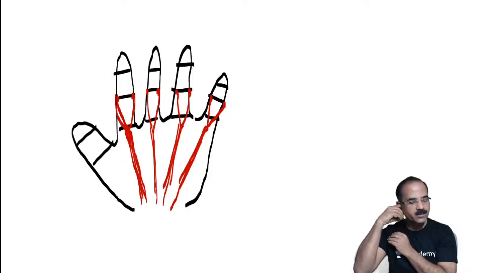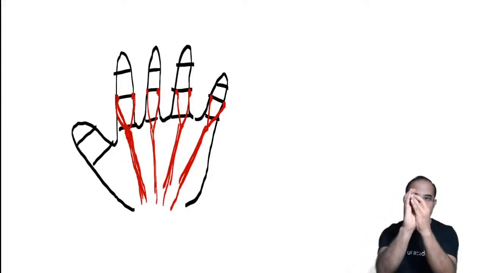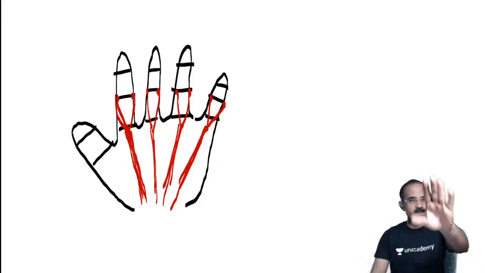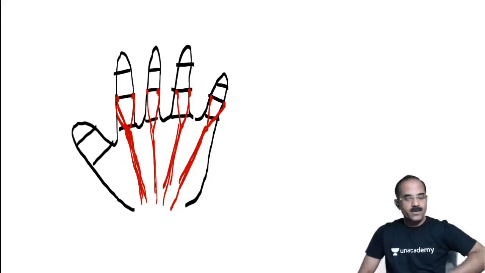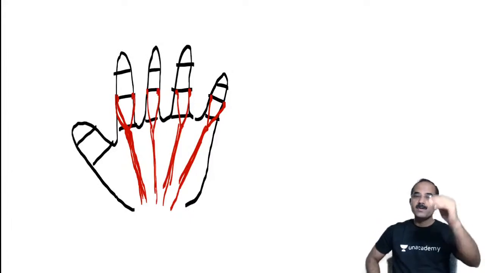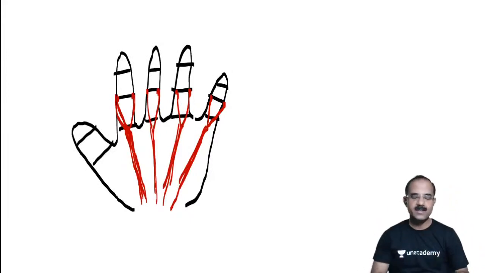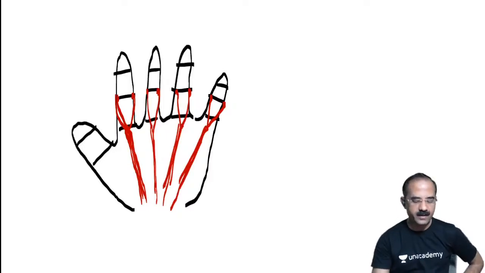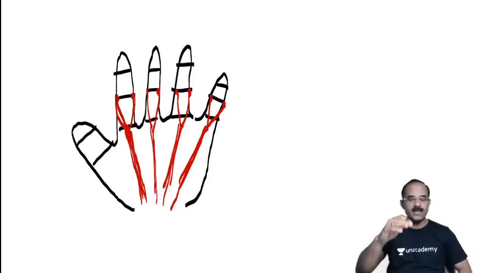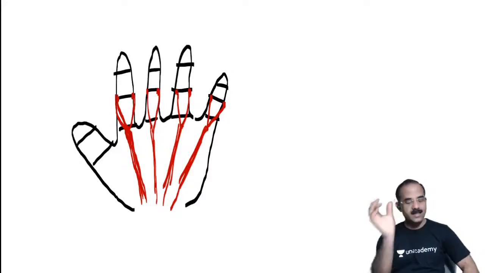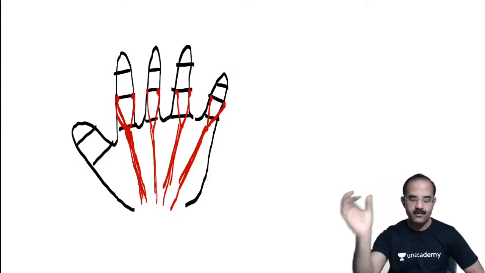Is the flexor digitorum superficialis going to act on the distal interphalangeal joints? No. It is not going to act on the distal interphalangeal joint because it doesn't cross the distal interphalangeal joint. It is inserted into the base of the middle phalanx, right? So this is the tendon of flexor digitorum superficialis inserted on either side of the base of the middle phalanx.